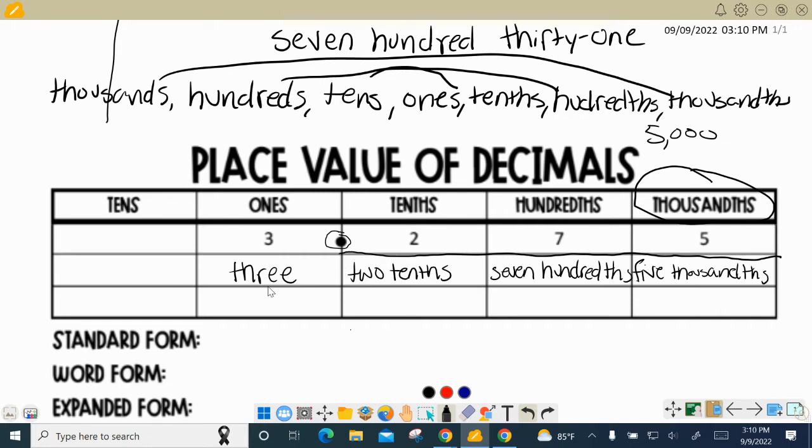Beautiful. Now let's go to expanded form. We know that 3 would be 3 times 1 because it's in the ones place. Super easy. This 2/10ths would be 2 times 1/10. This 7 would be 7 times 1/100 because the 7 is in the hundredths place. And your 5 would be 5 times 1/1000 because it's in the thousandths place.